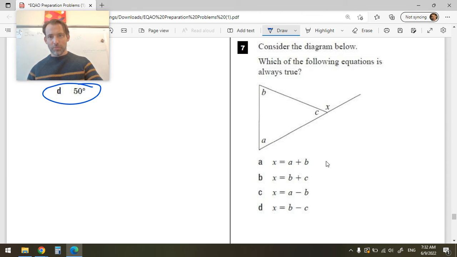Which of these is always true? So here's what we can do. Create equations and play. All right. C plus X equals 180. Okay, what else equals 180?